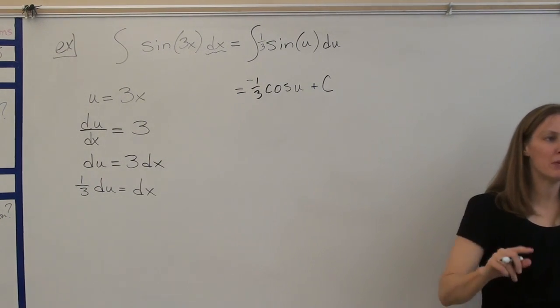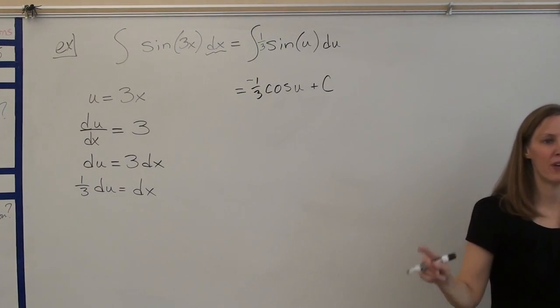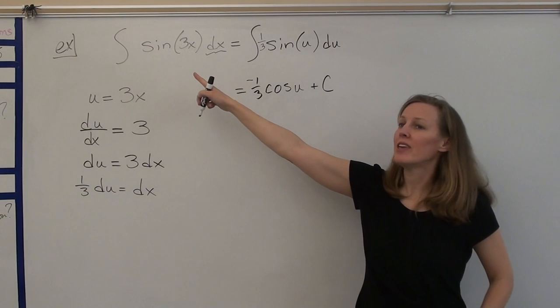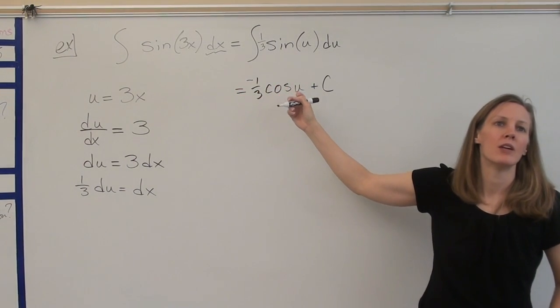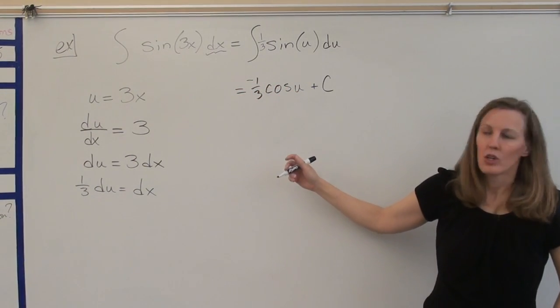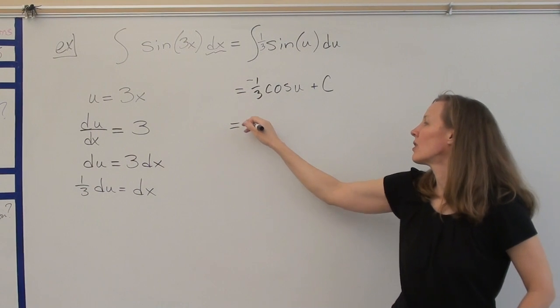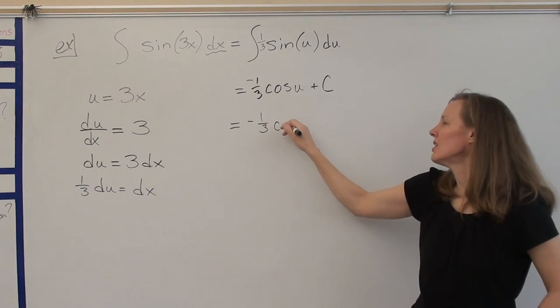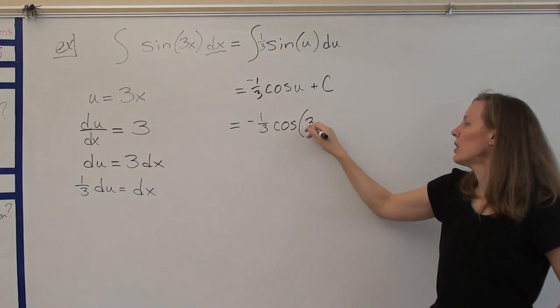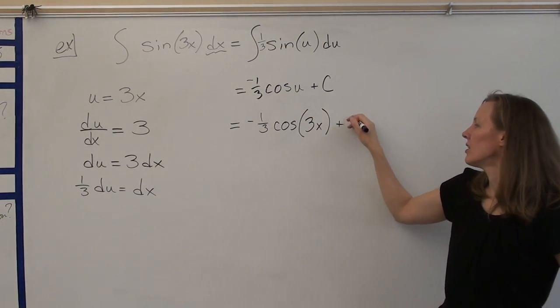If the problem is presented with a variable of x, the answer has to be in terms of x. So do we put in 3x? Now we've got to go back and replace the u with a 3x.